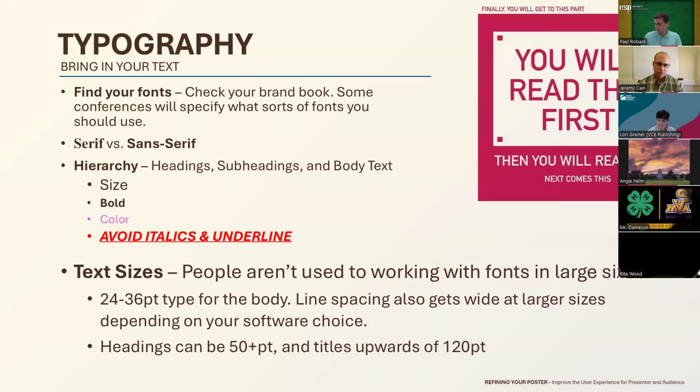So 24 to 36 for body copy. Headings can be 50 points or bigger. Titles upwards of 120 points. I did one poster where the title was 150 point, and that's not even an option you can choose in the drop-down menu. You have to go in and pick it. And making those choices purposefully is not something a lot of people are used to doing.